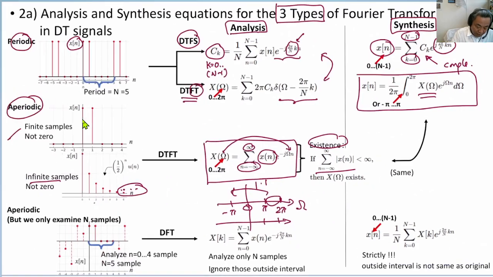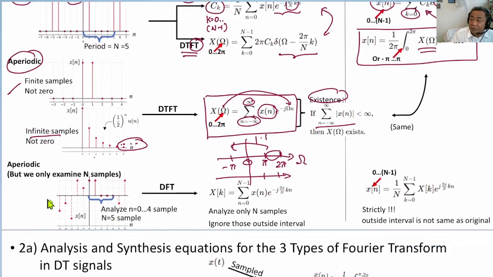Finally, we have an aperiodic sequence. So it's all these dash values here and the dash values outside. But let's say we are only asked to analyze N samples. For this example, 5 of them, only 5 samples at n equals 0, 1, 2, 3, 4. And in fact, it looks like the one above. But outside these 5 samples, it doesn't look like anything above. Now, so what?